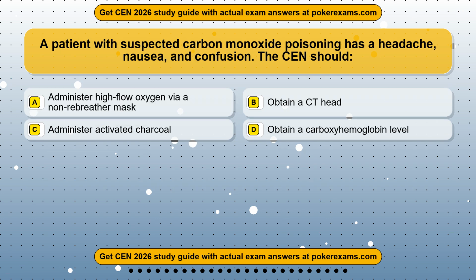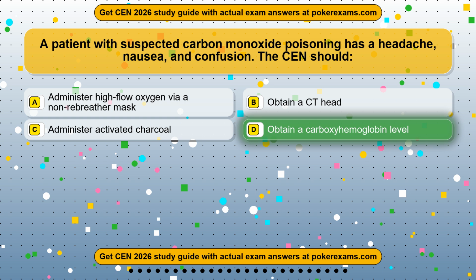Question 18. A patient with suspected carbon monoxide poisoning has a headache, nausea, and confusion. The CEN should: Option A, administer high-flow oxygen via a non-rebreather mask. Option B, obtain a CT head. Option C, administer activated charcoal. Option D, obtain a carboxyhemoglobin level. The correct answer is option D.